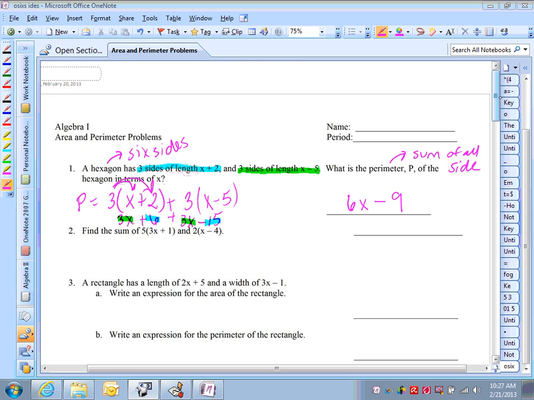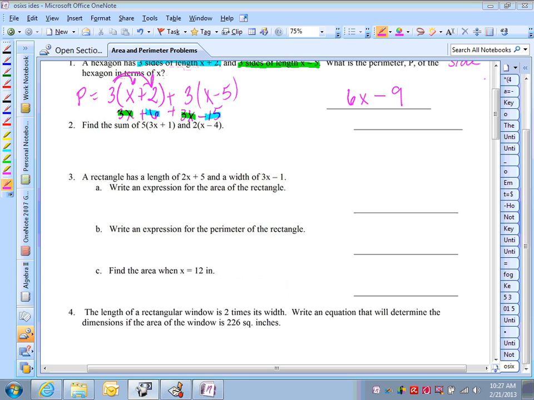All right, let's move on to problem number 2. It says to find the sum of 5 times 3x plus 1 and 2 times x minus 4. So 5 times 3x plus 1 plus 2 times x minus 4. I need to add those two things together because of the word sum. Sum means to add.